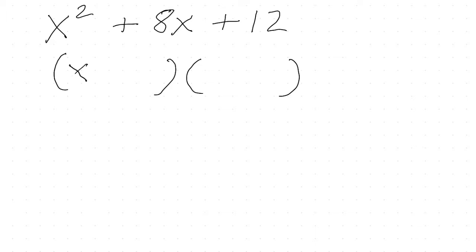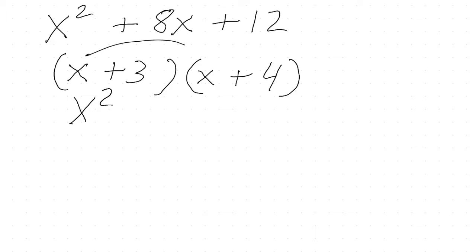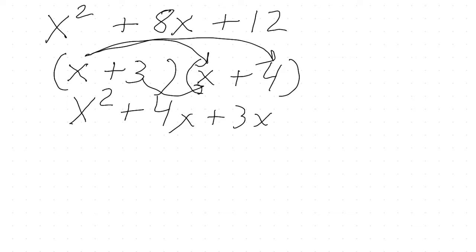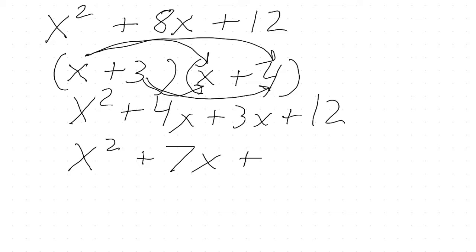So to get x squared, I'm going to put an x and an x. And then to get a 12, I don't know. There's a lot of ways to get 12. Maybe I'll try, say, 3 times 4 is 12, right? So let's try this out. I get x squared. I multiply this by this. Then I get 4x. Then I multiplied there, plus 3x. And then I multiplied there, plus 12. And the final result here, remember I add up these like terms, I get x squared plus 7x plus 12.